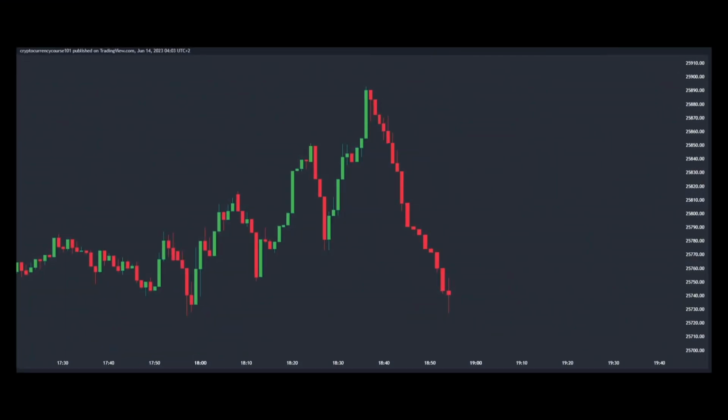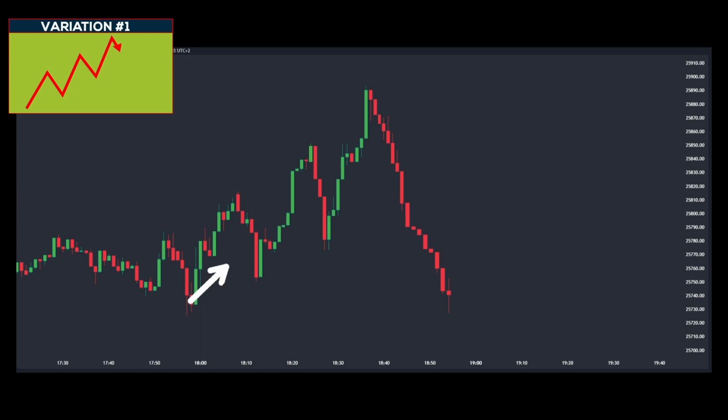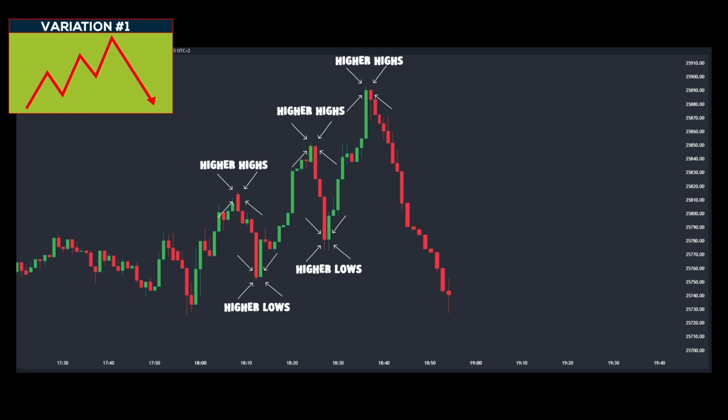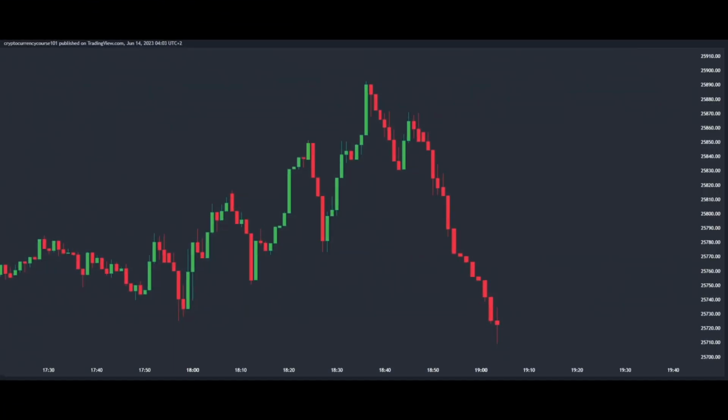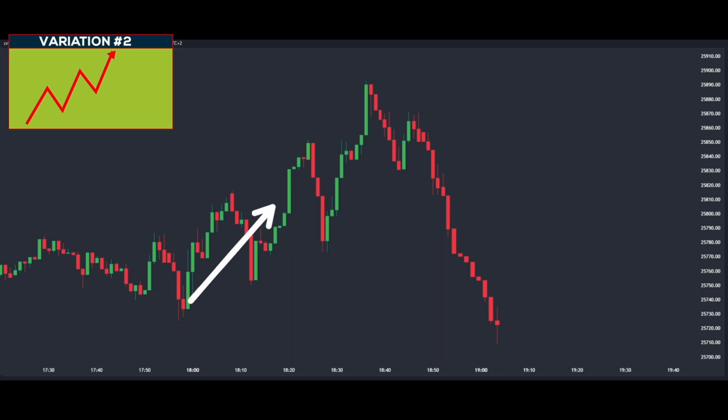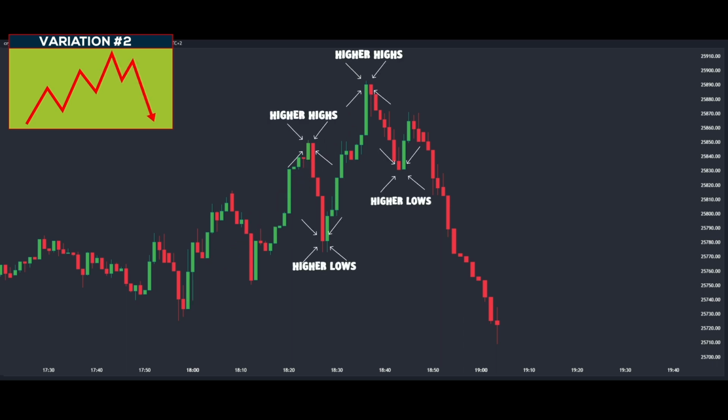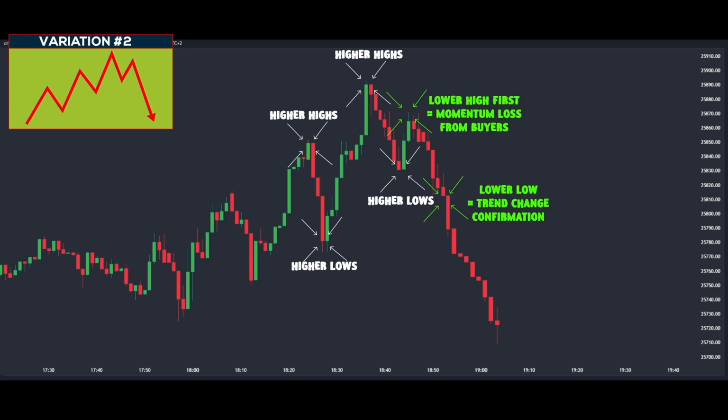Now, moving to the next pattern. The trend change pattern. In a bullish market, there are 2 ways the trend change pattern can form. Variation 1. You have the moving uptrend through the higher highs and higher lows before price makes a lower low, giving you the trend change pattern in a bullish market. Now, variation 2. Again, you have your moving uptrend, higher highs and higher lows, before price makes both a lower high and a lower low, giving you the trend change pattern in a bullish market.